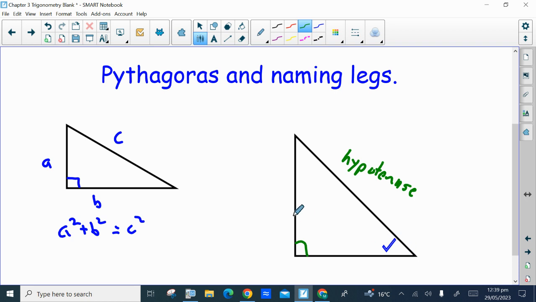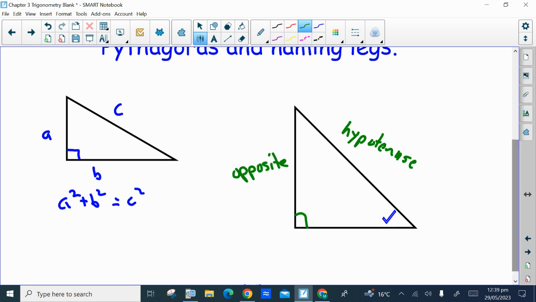Well, the side across from that angle is known as the opposite. It's opposite the angle that you're going to work with. And then the third side is the adjacent. Adjacent means beside. It's beside the angle that you're working with. Now, the hypotenuse is also beside that angle. However, that side's already been labeled. The hypotenuse is always the side across from the right angle. That never changes. The opposite and the adjacent sides, though, they might change.